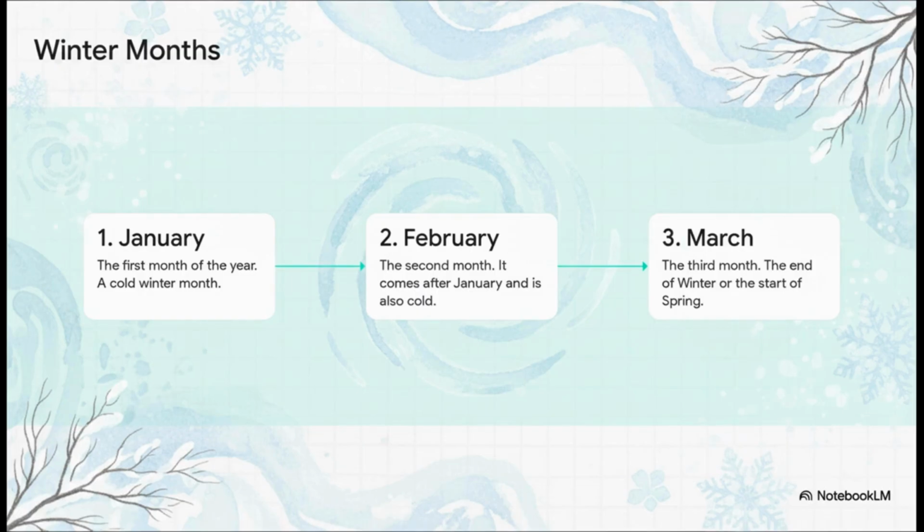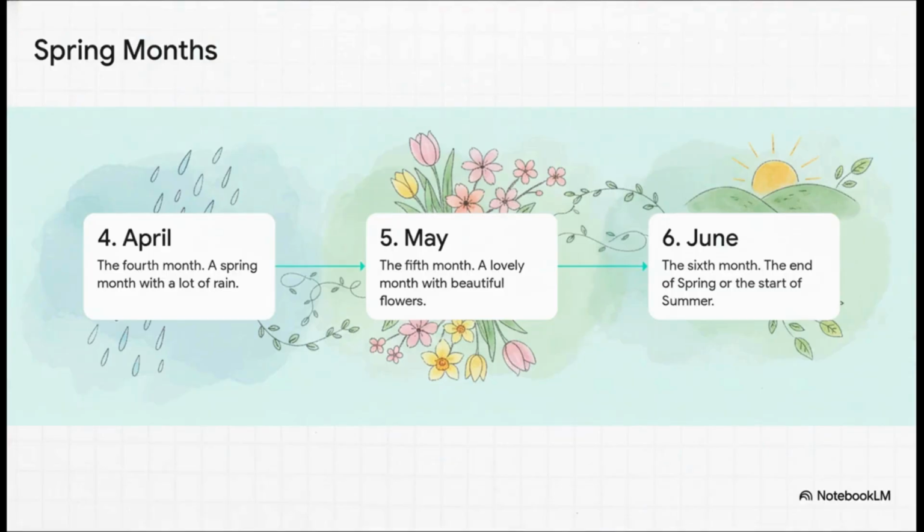Next up is month number 2, February. Your turn. February. Then comes March, which is when winter starts saying goodbye and spring starts saying hello. Let's say it. March. Moving right into the spring months, number 4 is April. You try it. April. April is known for being a little rainy sometimes.